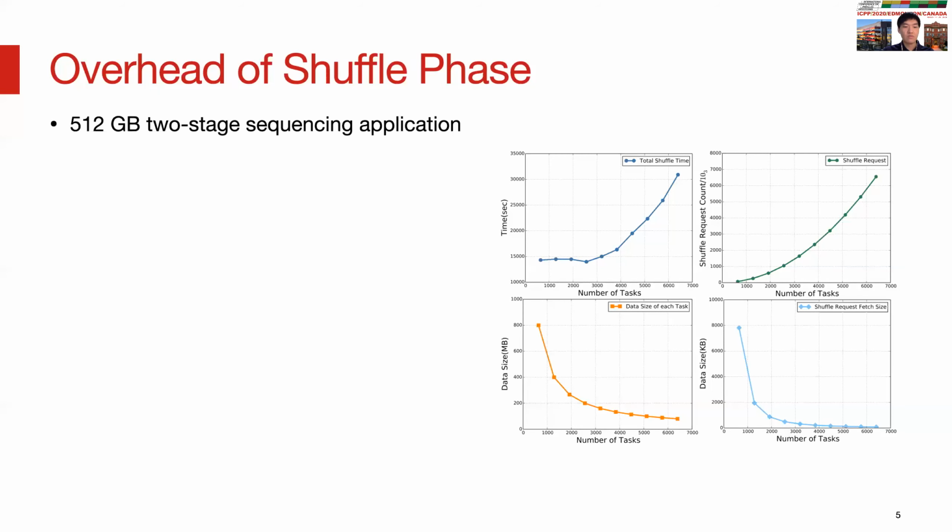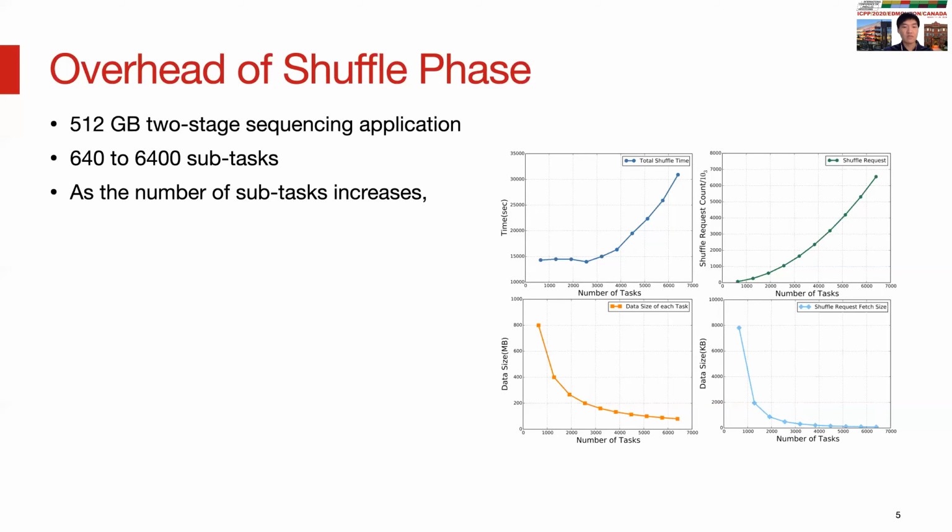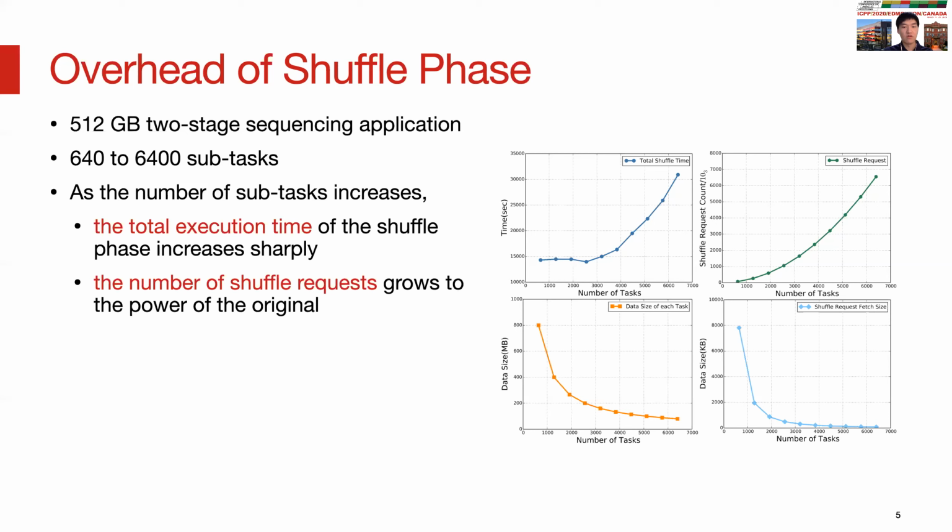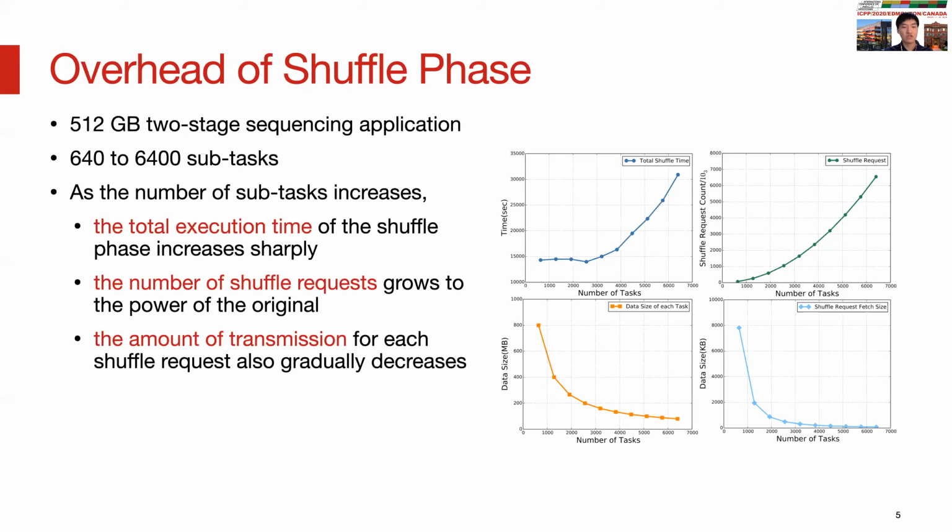To verify this drawback, we ran the same 512 gigabytes two-stage sorting application on Spark and increased the number of subtasks from 640 to 6,400. We discovered that as the number of subtasks increases, the total execution time of the shuffle phase increases sharply, and the cost of the shuffle phase starts to increase after 3,200 subtasks have executed. The number of shuffle requests grows to the power of the original, while the amount of transmission for each shuffle request also gradually decreases.